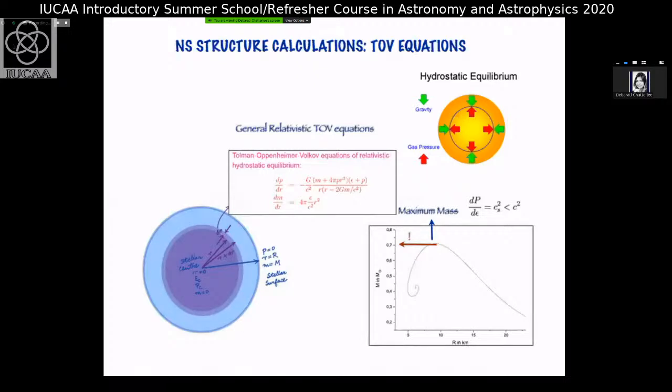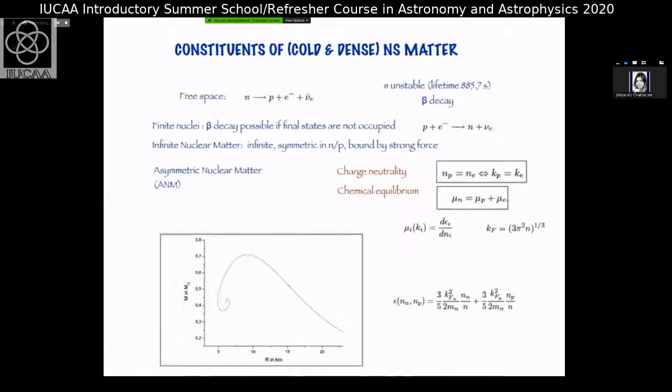However, we know from observations of neutron stars that the masses are around a canonical value of 1.4 solar masses. So what are we missing here? First of all, we know that in free space, neutrons are unstable. So they should decay into protons, electrons and neutrinos. So neutrinos would leave the system.